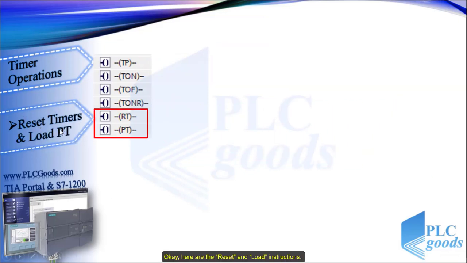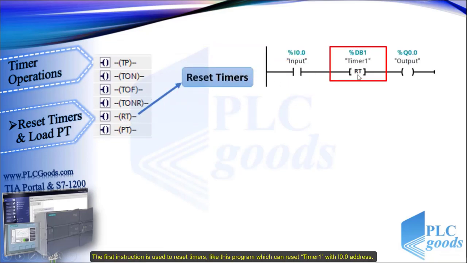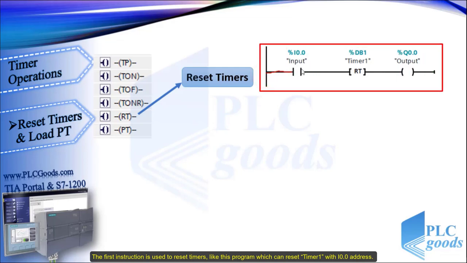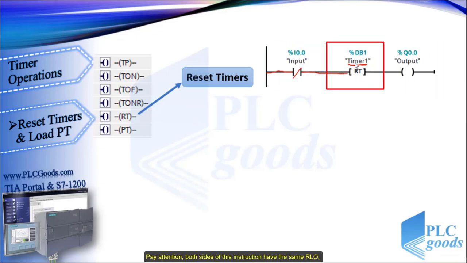Okay, here are the reset and the load instructions. The first instruction is used to reset timers, like this program, which can reset timer 1 with I0.0 address. Pay attention, both sides of this instruction have the same RLO. So if the I0.0 address is activated, the timer 1 is reset and the Q0.0 will be on.